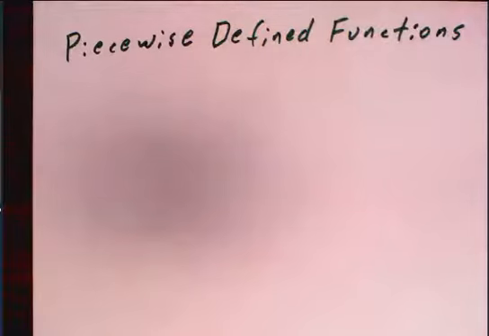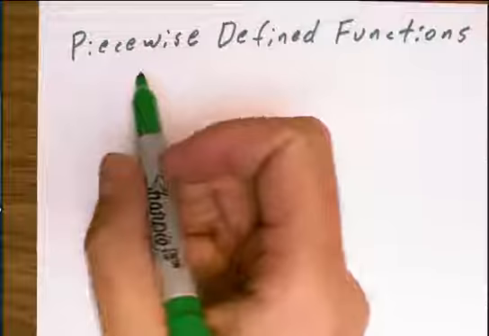Piecewise defined functions. Most of the functions we've been looking at so far are what we call smooth or continuous, where you just have an input and an output, one equation. However, we're going to look at piecewise defined functions.